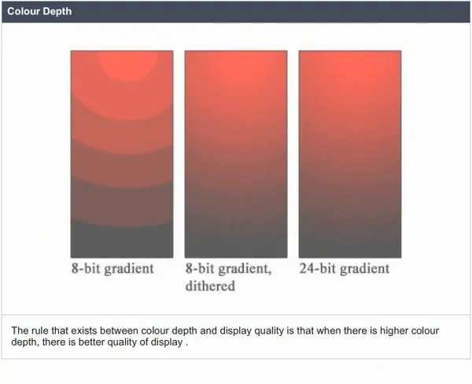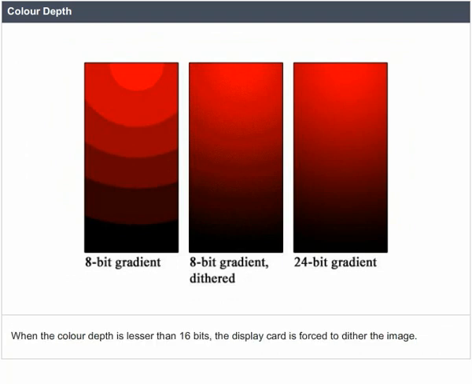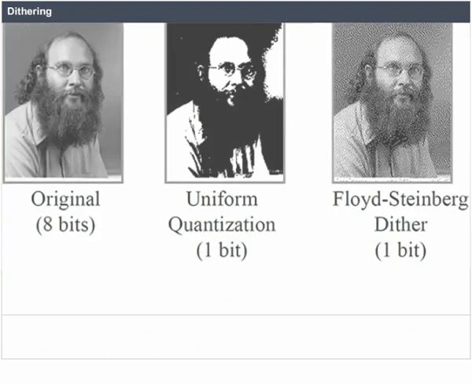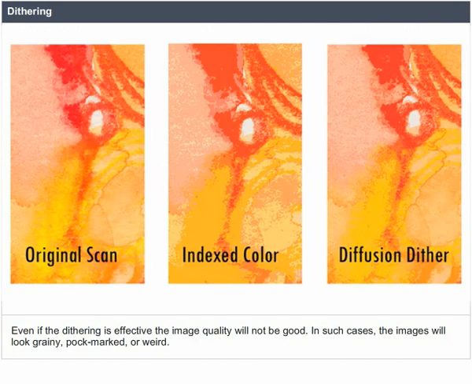The rule that exists between color depth and display quality is that when there is higher color depth, there is better quality of display. When the color depth is less than 16 bits, the display card is forced to dither the image. Dithering. Dithering is the attempt by a computer program to approximate a color from a mixture of other colors when the required color is not available. Even if the dithering is effective, the image quality will not be good. In such cases, the images will look grainy, pock-marked, or weird.